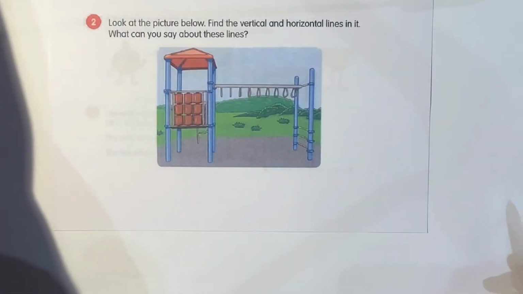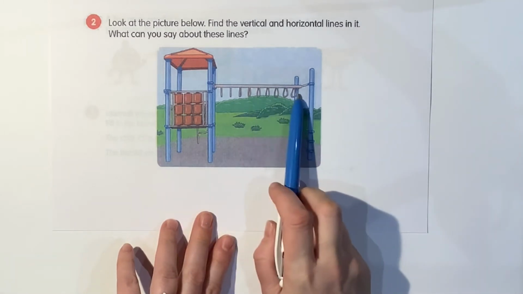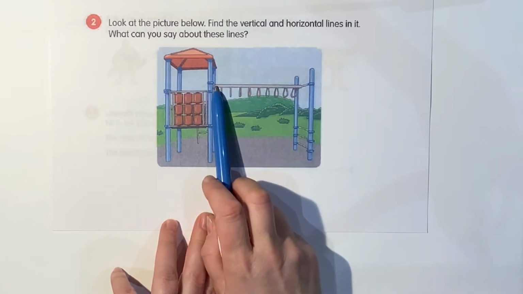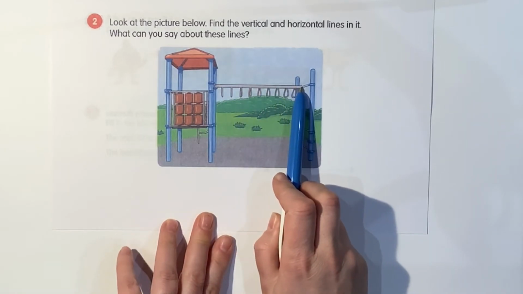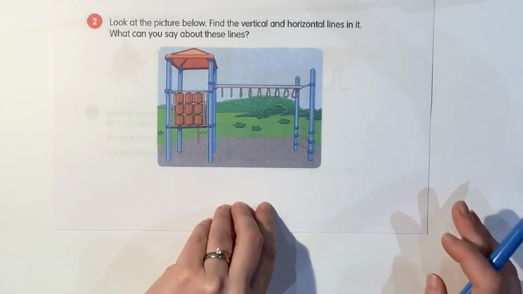Have a little look at this picture. See if you can find some pairs of horizontal and vertical lines in there. Maybe you can do some sentences. You might, for example, say that the, what is that, like monkey bars, are horizontal and they are parallel to the ground. I'll leave you to have a little talk about that.